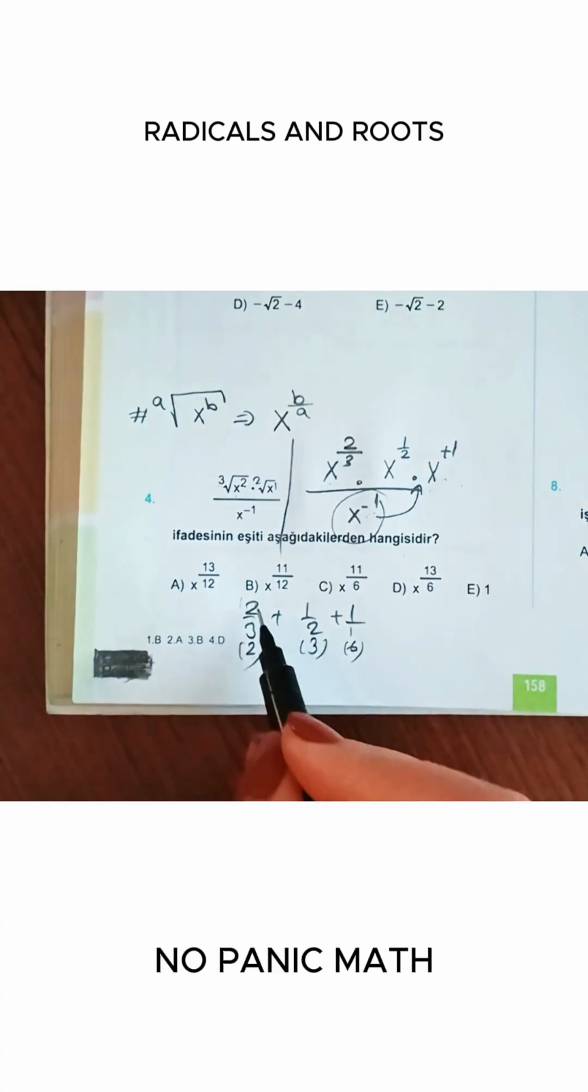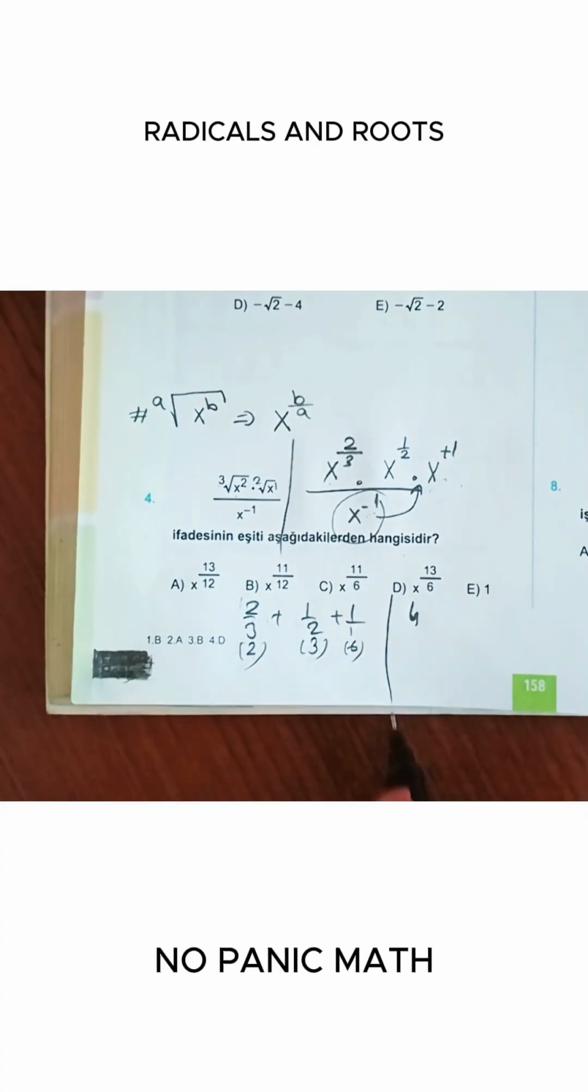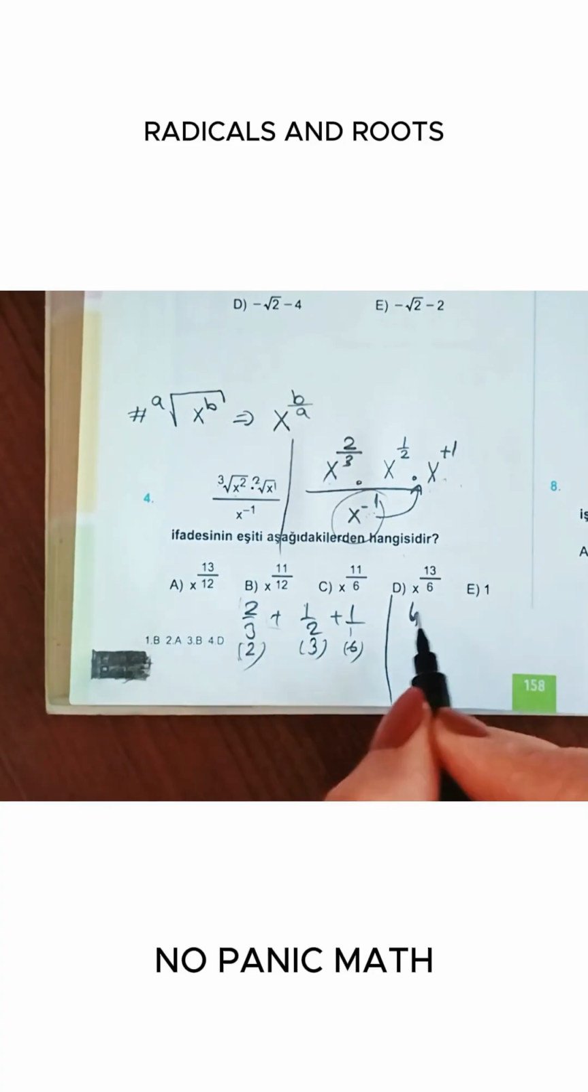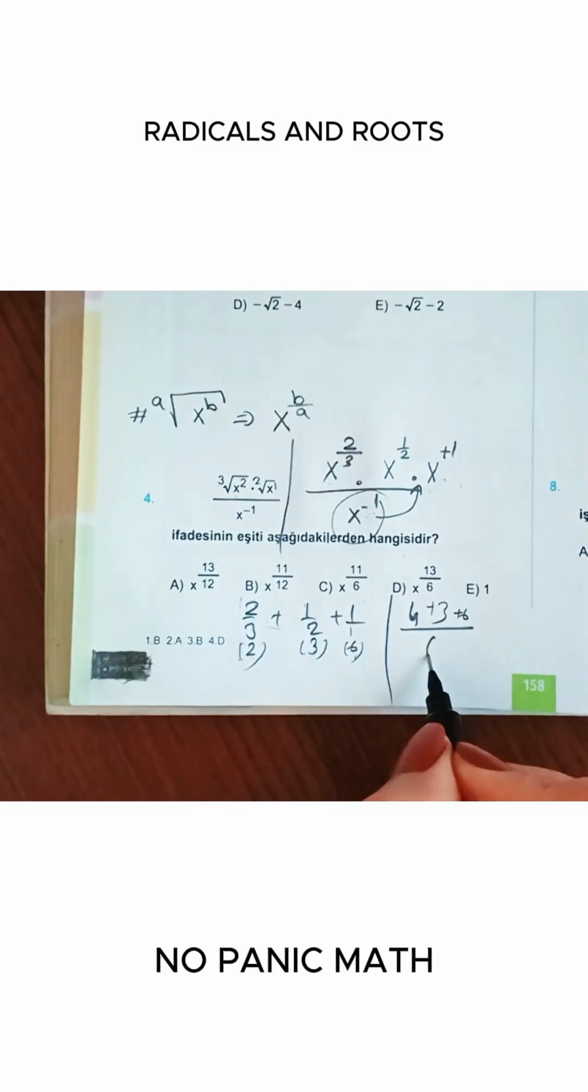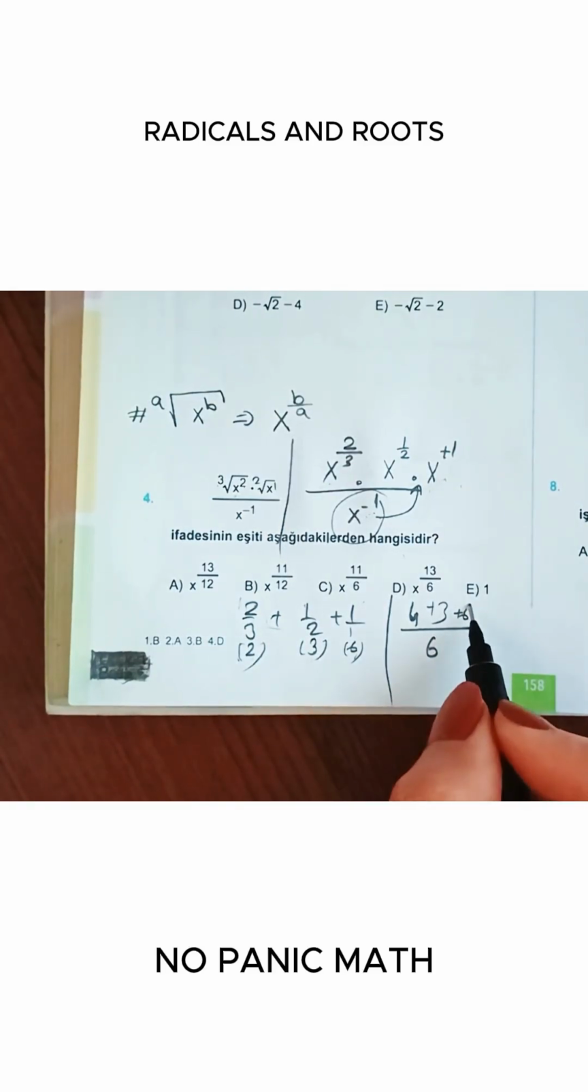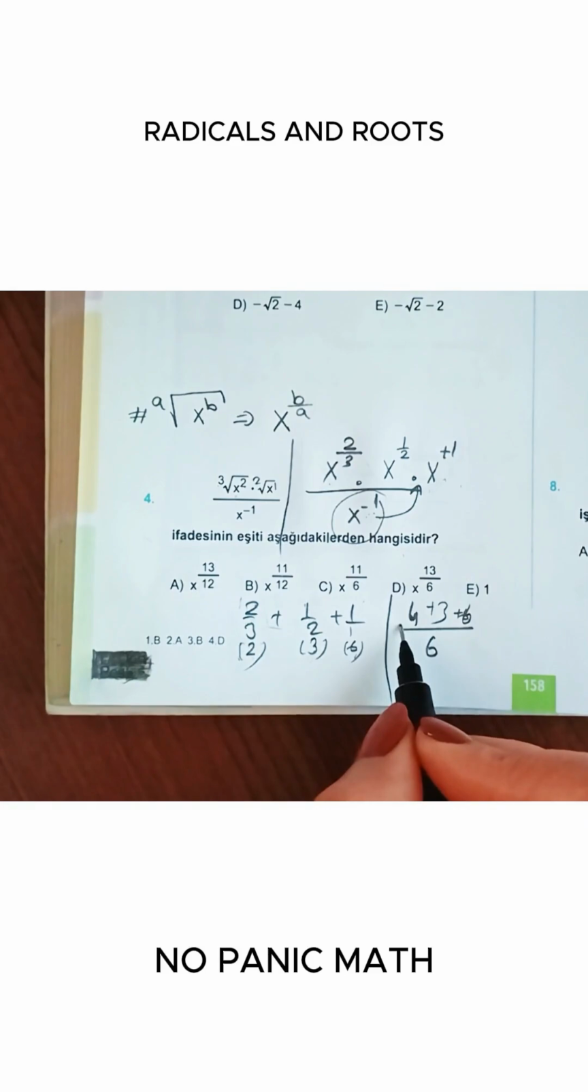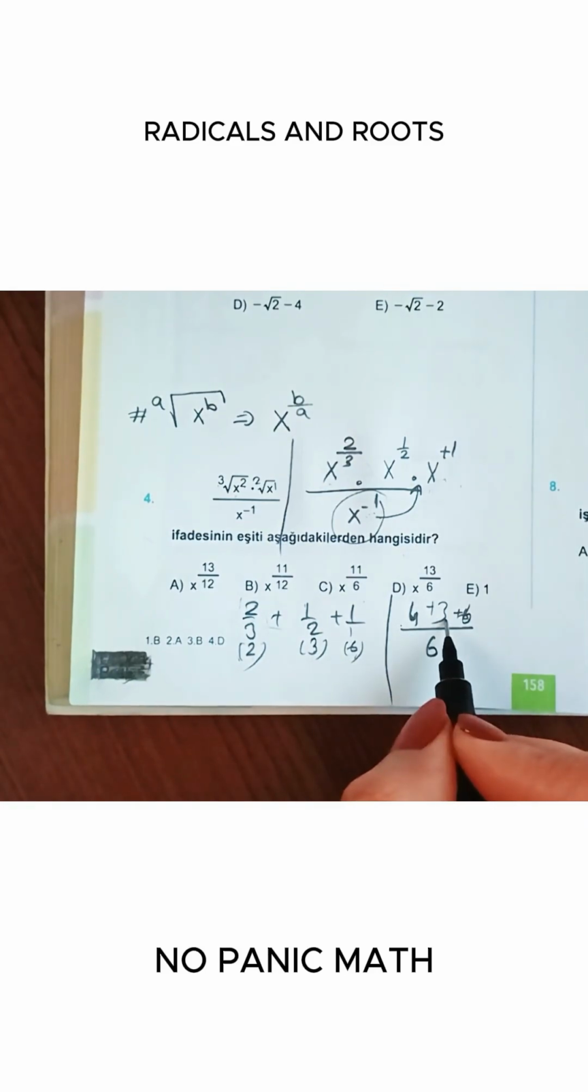Now, let's start. 2 times 2 is 4. I'm writing it from here, guys. 3 times 1 is 3, and 6 times 1 is 6. Our denominator became 6, guys. Now, if we add up the top, I added 6 and 4. 10, 13 over 6 will come.